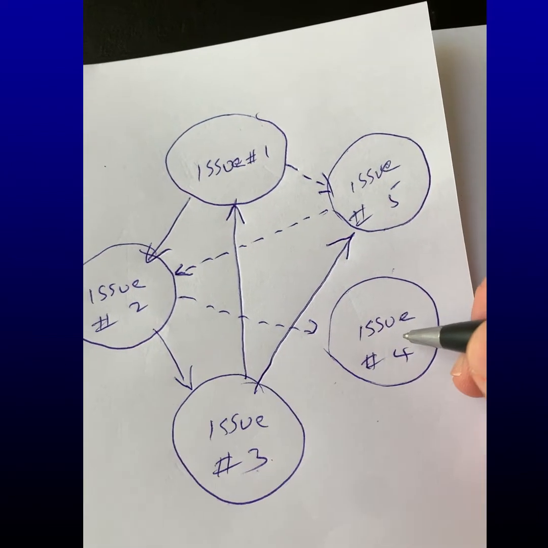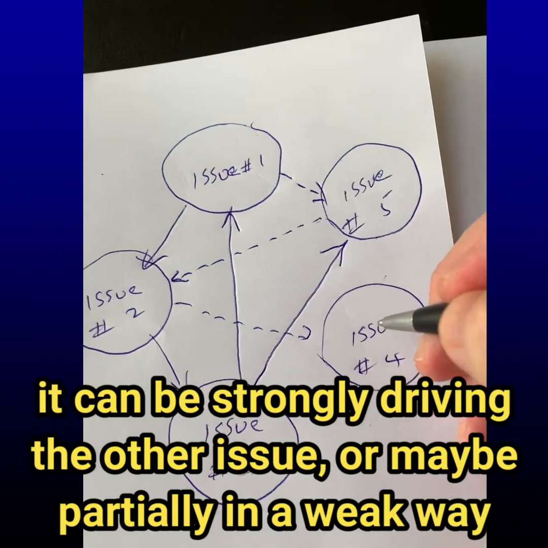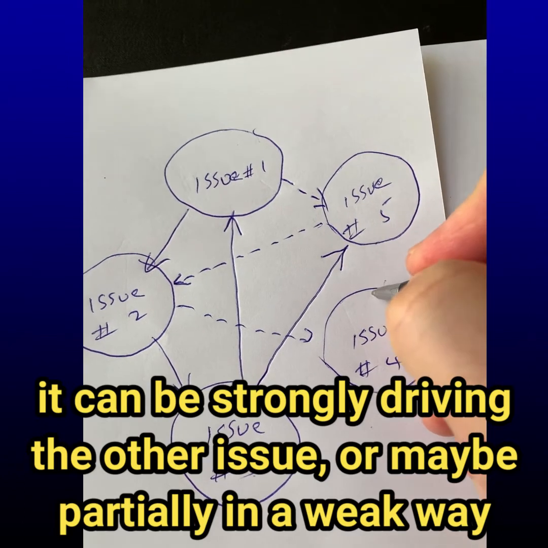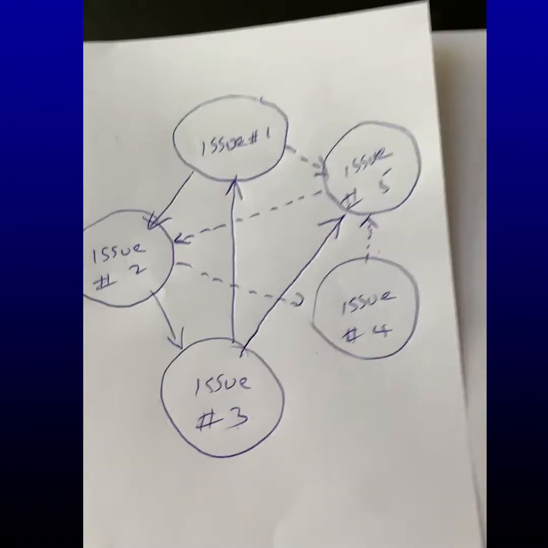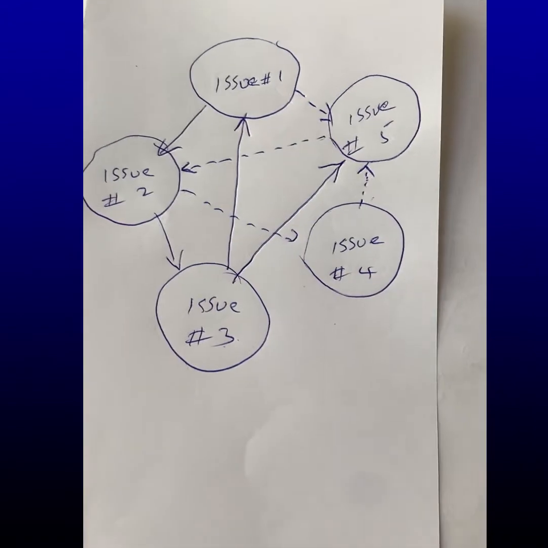Now we go to 4. We just need to do it with 5. Let's say 4 is a weak driver of what's going on in 5, right? So now we're done with the interrelationship diagram.